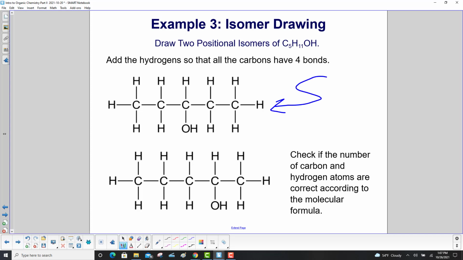And finally, check if the number of carbon and hydrogen atoms are correct according to the molecular formula. Well, each one has an OH, so that's going to be over here. So we need to have 11 hydrogens. We've got the 5 carbons. That's pretty straightforward. Then 1, 2, 3, 4, 5, 6, 7, 8, 9, 10, 11. Yep. And then the bottom one is also correct.